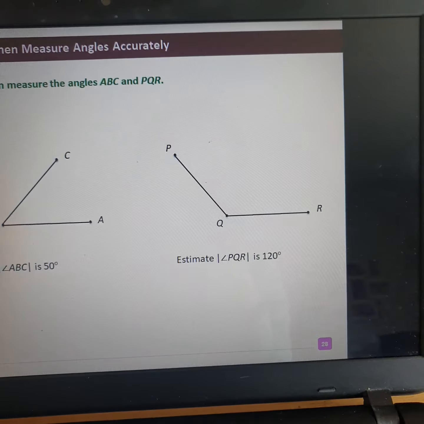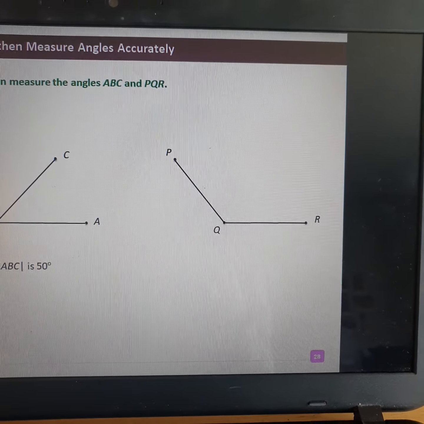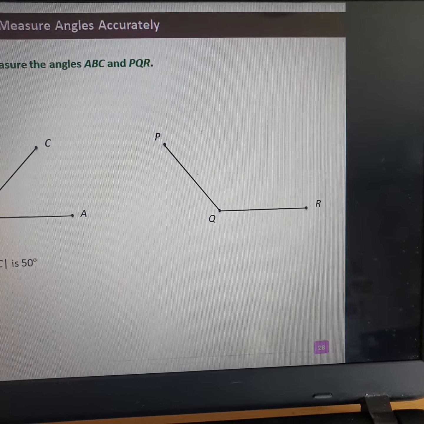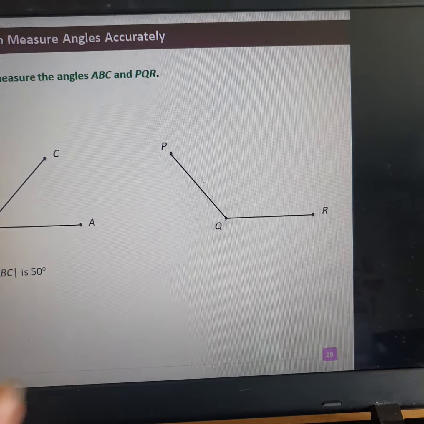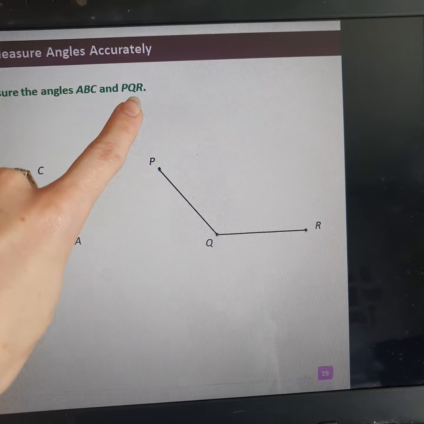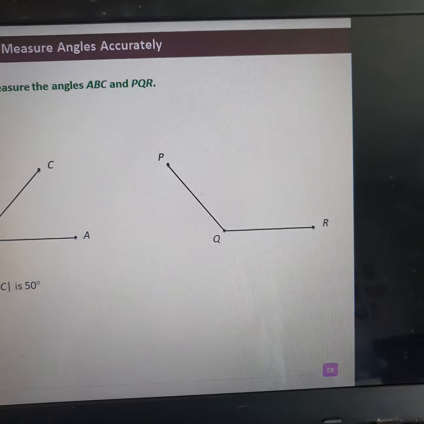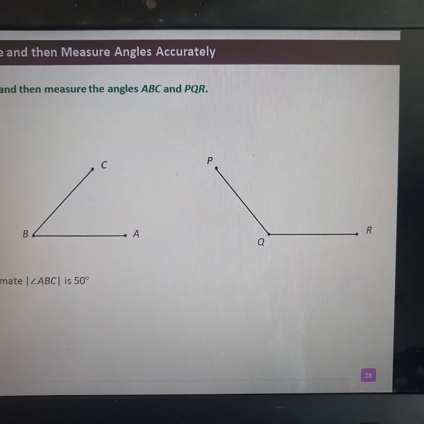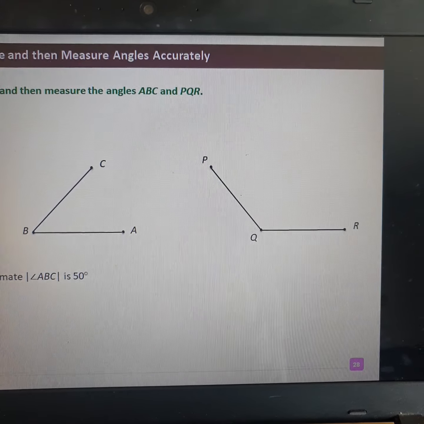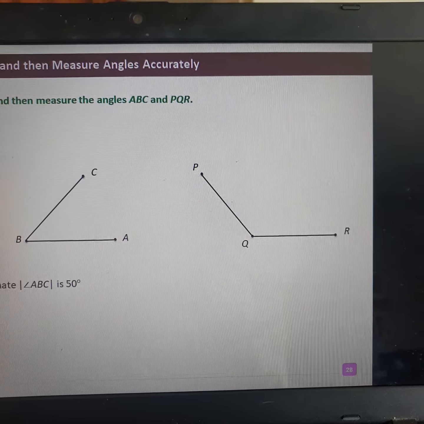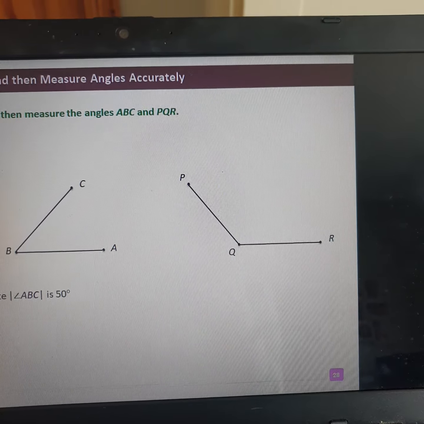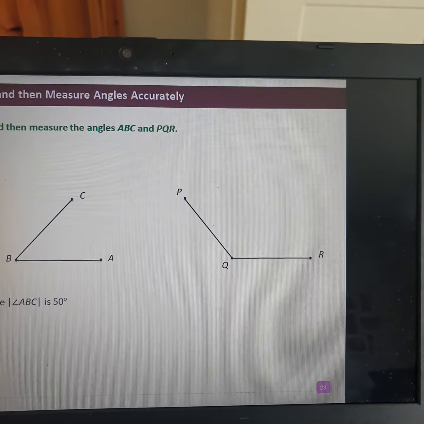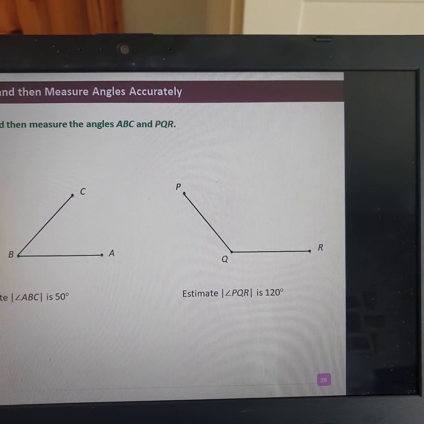Now let's look at this one here. What kind of angle is this? This is angle PQR, or you could call it RQP. Again, the letter in the middle corresponds to where the angle is. It's not reflex, so we're talking about this angle in here. It's not acute. It's actually obtuse, isn't it? Because it's greater than 90 but less than 180, or less than a straight line. So we'll say it's approximately 120 degrees.